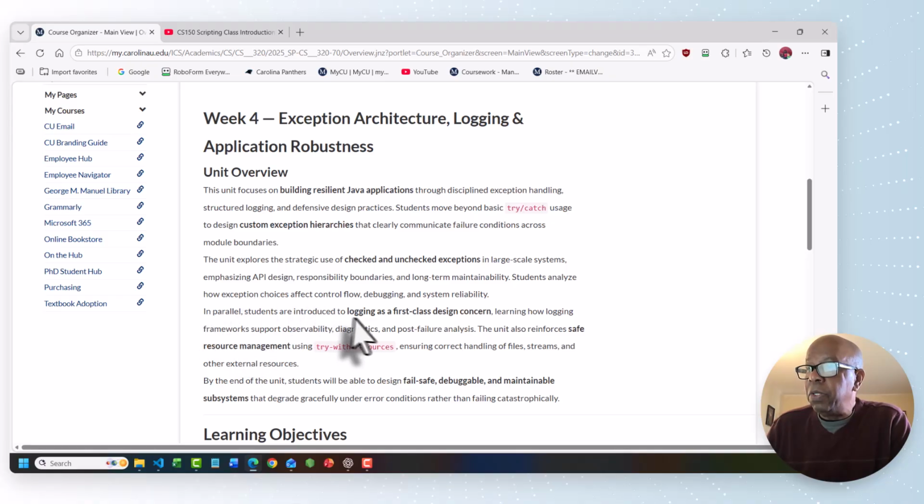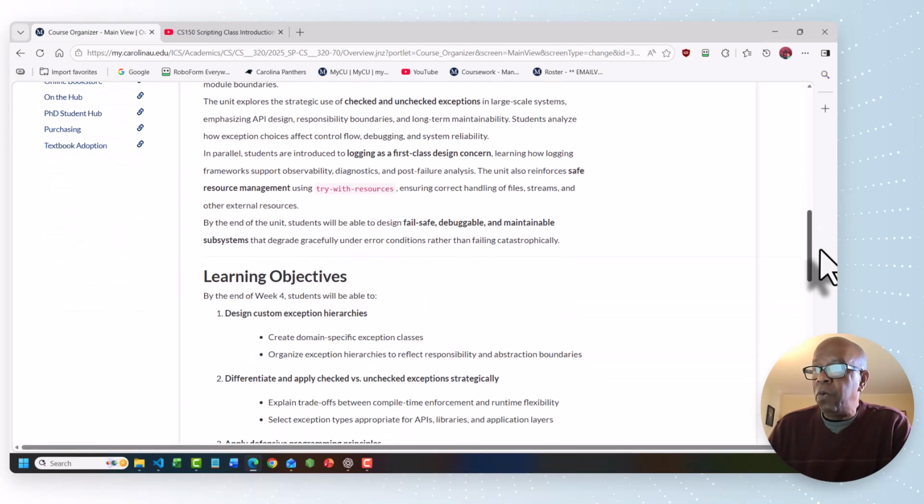In parallel, students are introduced to logging as a first-class design concern. Framework support, observability, diagnostics. The unit reinforces safe resource management using the try-with-resources. We're going to, again, if we're going to fail, we're going to want to fail gracefully, and that's what's going to be the concentration of this particular week 4.